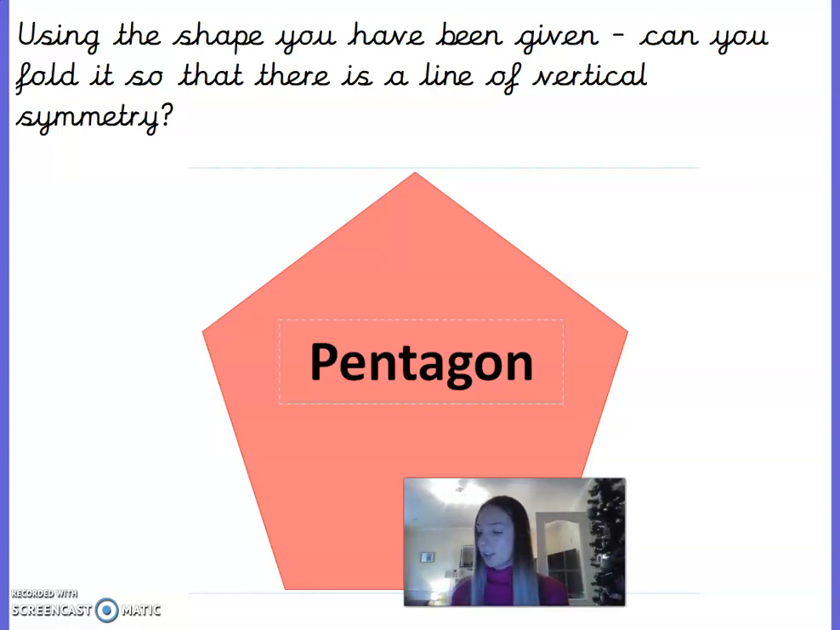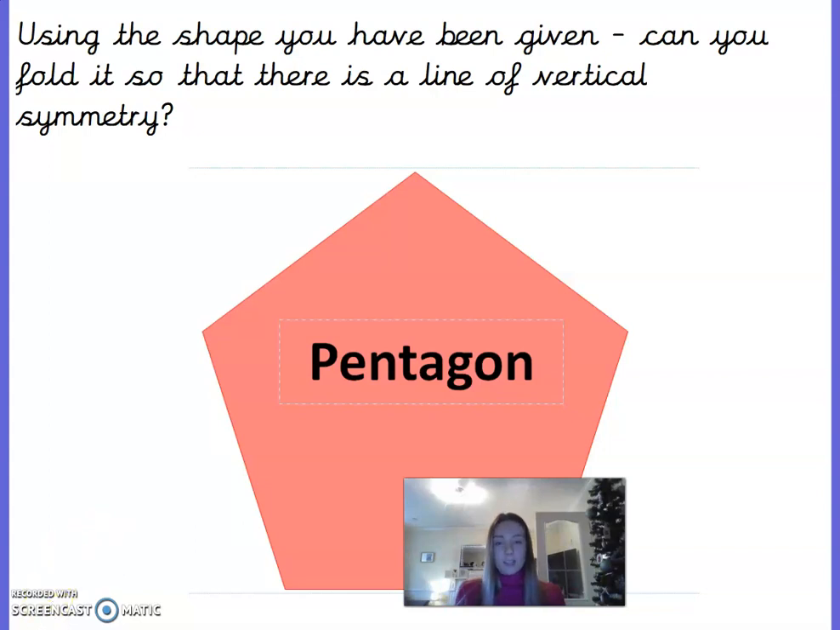I'm going to see if I can do the same with this shape here. This time I've got a triangle. Remember, vertical means from top to bottom, so I'm going to fold it across this way. Make sure it's folded and then open it up. I can see my triangle also has a vertical line of symmetry. Can you pause the video and have a go with the shapes in front of you? Which shapes have got a vertical line of symmetry?